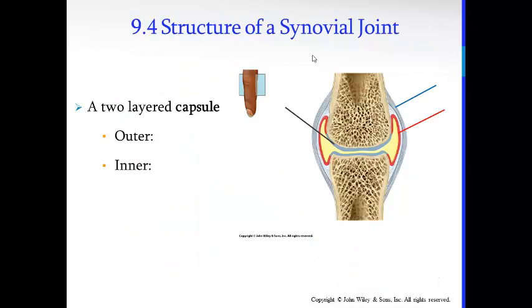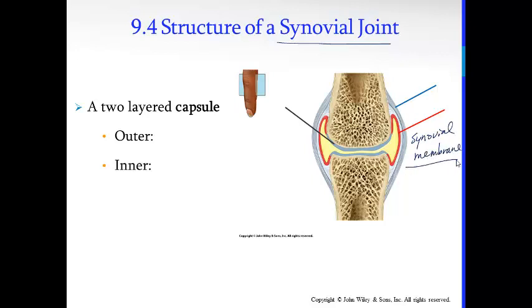Now, here is our third type, our synovial joint. A synovial joint is very special, and this is the one that allows us to have a lot of movement. Between two bones, you will see what we call the synovial cavity. And that's right over here. The synovial cavity is the yellow part over here, and the red part is your synovial membrane.